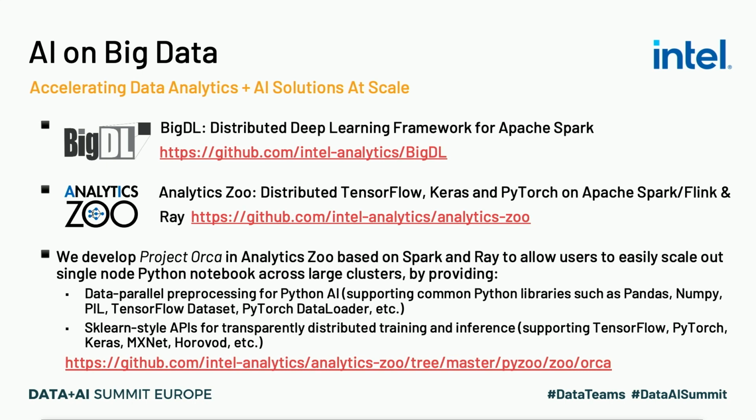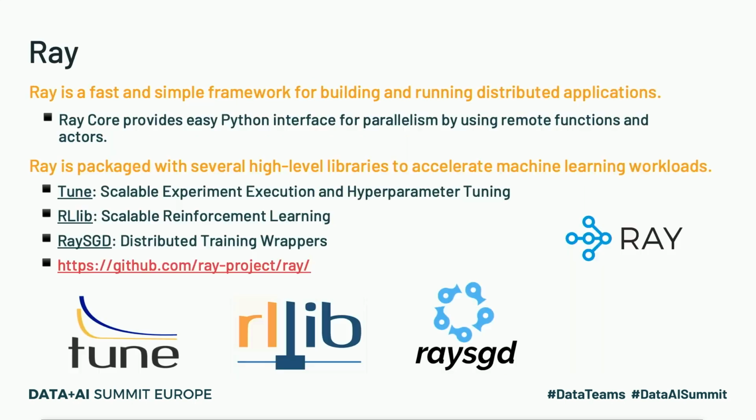Recently, we developed a sub-project in Analytics Zoo called Project Orca, and Project Orca is particularly designed to easily scale out single-node Python AI applications or notebooks across large clusters by providing data parallel pre-processing for common Python AI libraries and scikit-learn style APIs for distributed training and inference. So we use the distributed MXNet training support in Project Orca for Burger King's recommendation system, which is implemented based on Ray and Spark. Also, in case some of you may not be familiar with Ray, I will talk about Ray for a little bit before I proceed.